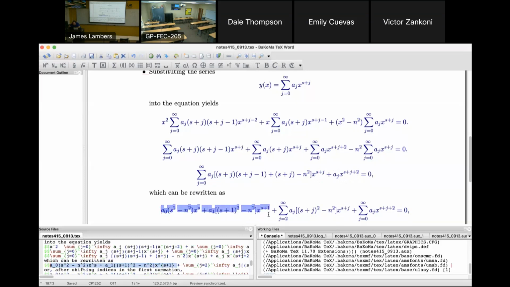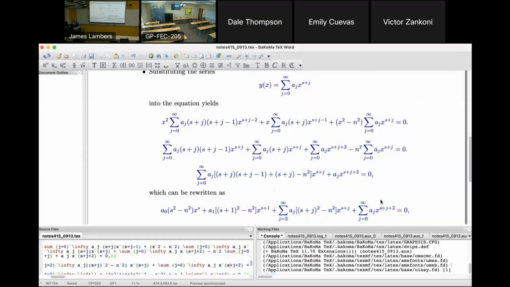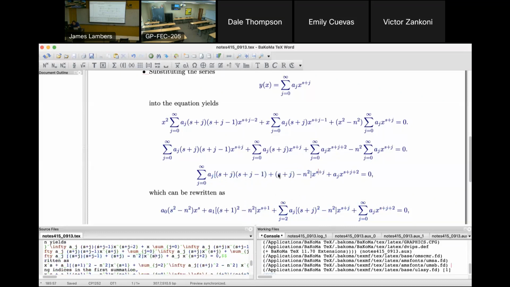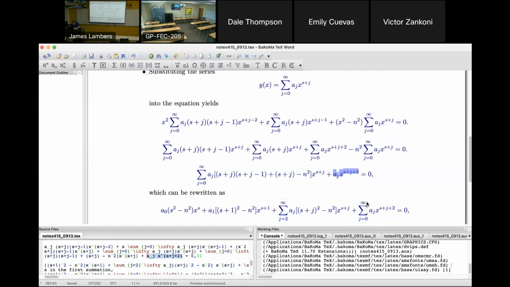This is in keeping with what I showed you in the previous example. Because it's a second order ODE, you should write the terms corresponding to the two lowest powers of x separately. So then we have this term of x to the s, and this term of x to the s plus 1, corresponding to j equals 0 and j equals 1 from here. And then everything else, the rest of this part, starting from j equals 2 on up, I've written here, and then this I've just kept as is.